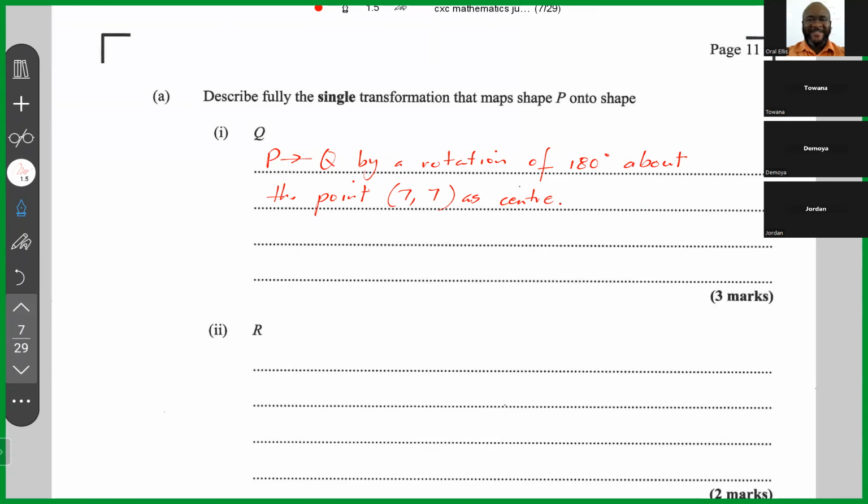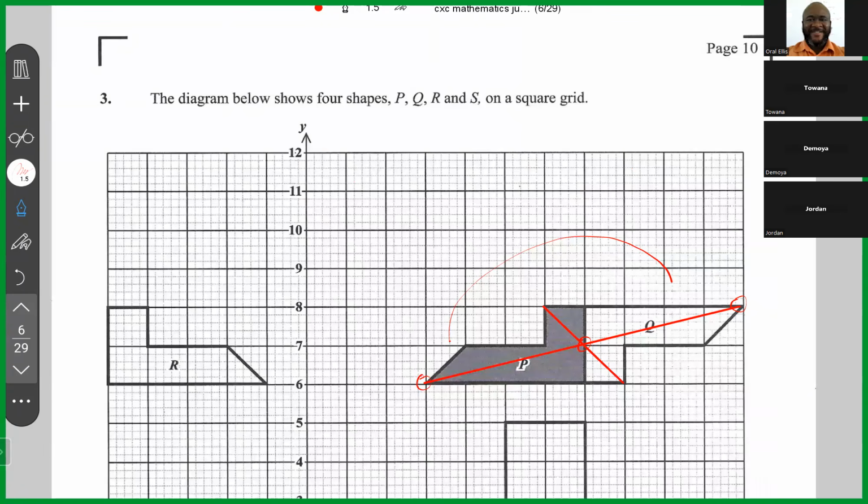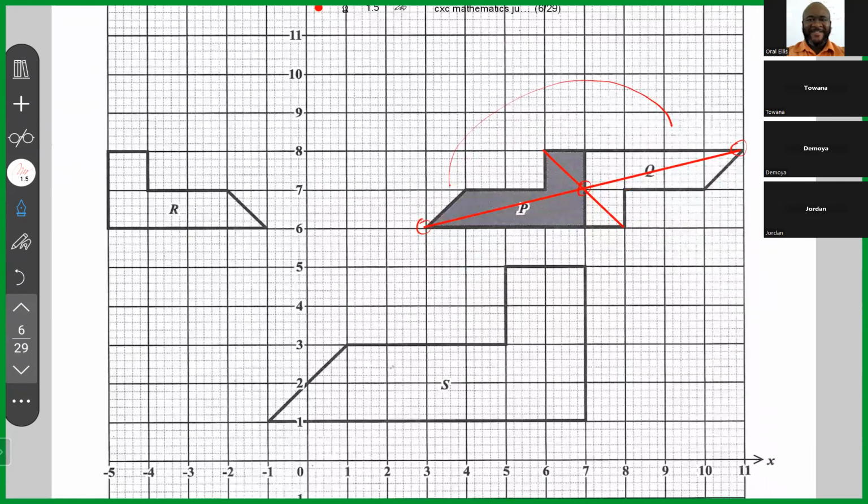All right, so let's go back to it. So we're seeing that the shape P became the shape Q by a rotation of 180 degrees about this point here. So this point here is the center of rotation, and that point is the point 7, 7. All right, so we want to describe fully the single transformation that maps P onto R.